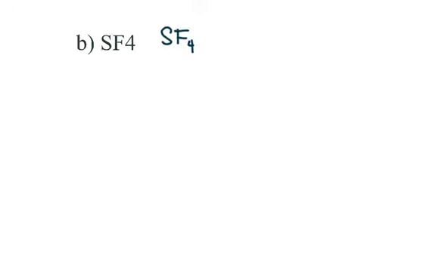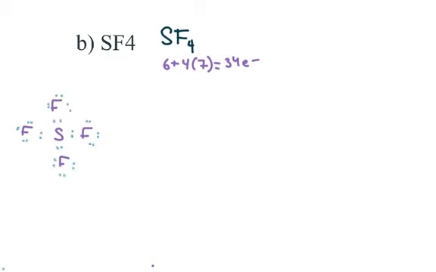Let's try another one. This one is SF4, so S is 6 plus 4 times 7. 34 electrons to put into our picture. Let's start with our central atom. We'll put the fluorine symmetrically around the outside. And we'll put our first set of electron pairs in. I'm going to do electrons without you. Give me a moment. I saved you from that painfulness. We have all of our electrons placed accordingly, and now we're going to check our electron count.